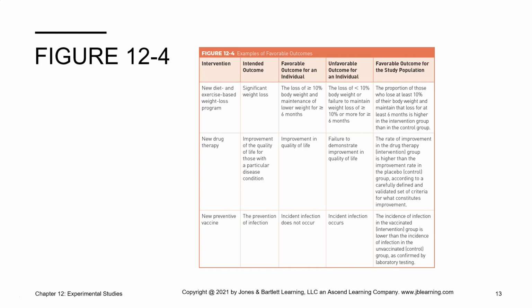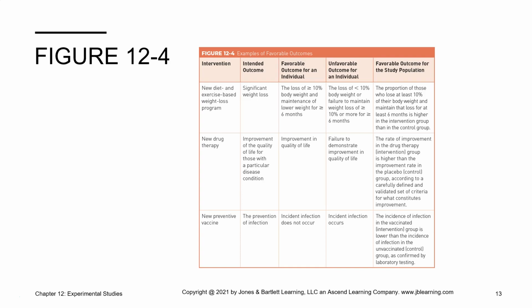So a favorable outcome could be defined as the loss of at least 10% body weight and maintenance of lower weight for at least 6 months. The unfavorable outcome could be defined as the loss of less than 10% body weight or failure to maintain that weight loss for more than 6 months.